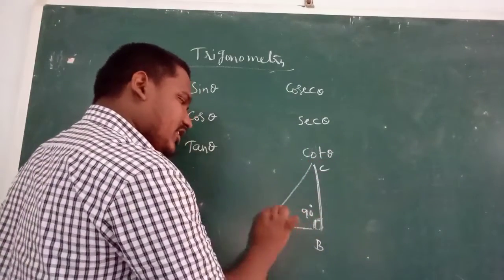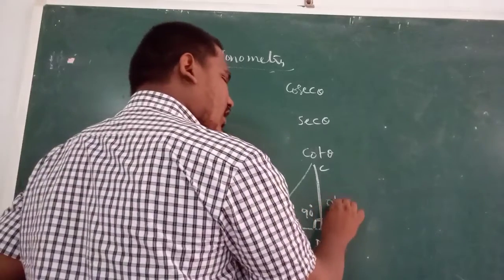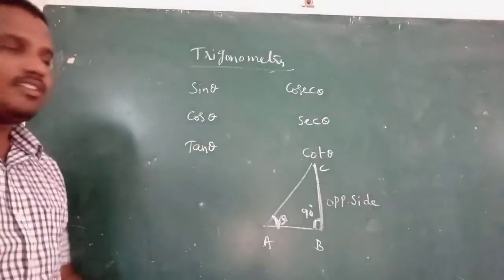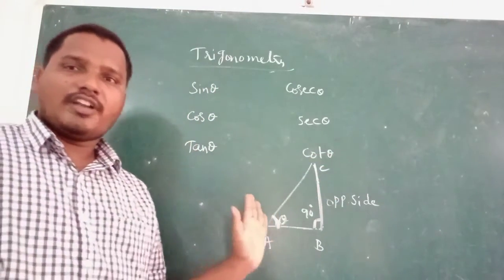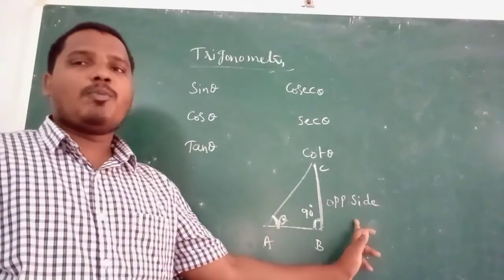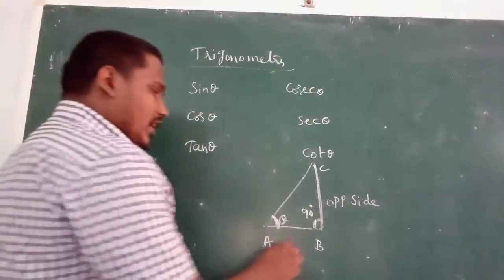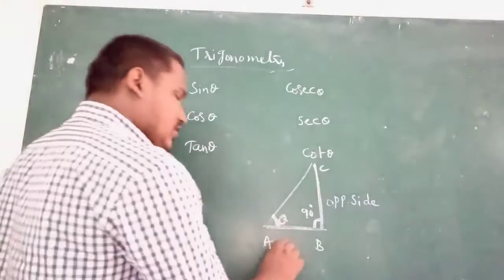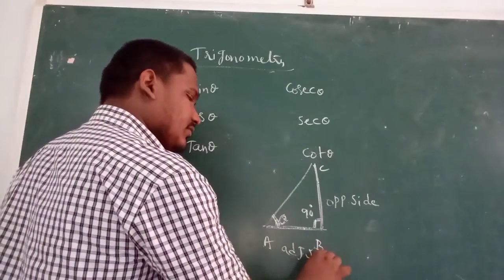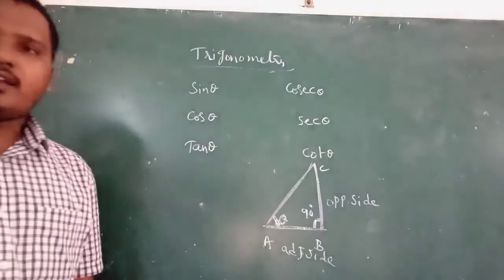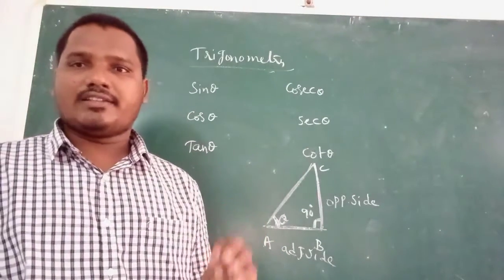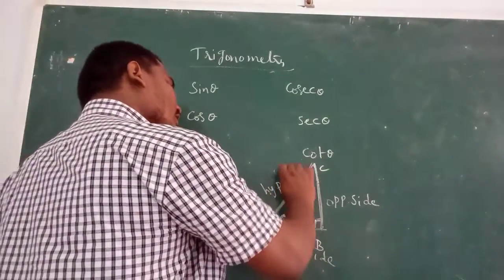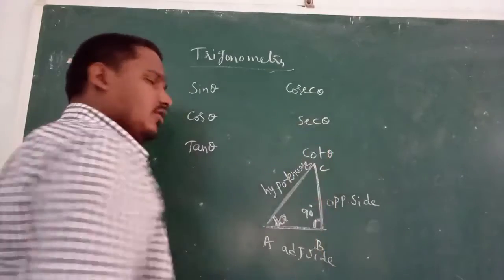This is the side which is opposite to theta, so it is called the opposite side. BC is the side opposite to angle theta, and AB is the side adjacent to angle theta, called the adjacent side. In a right angle triangle, the side opposite to the 90 degree right angle is called the hypotenuse.